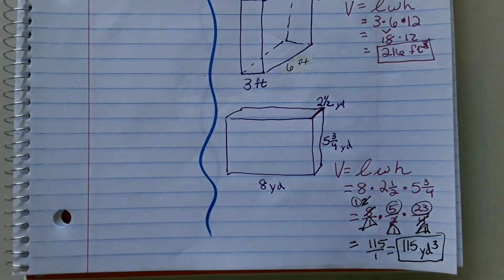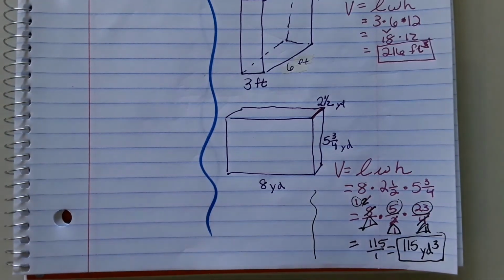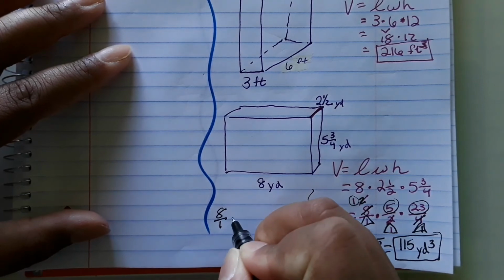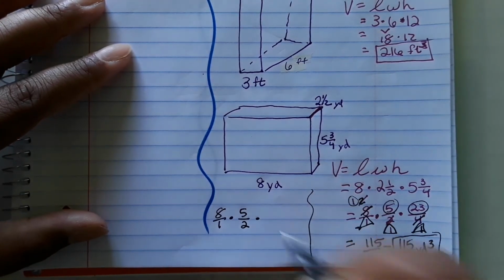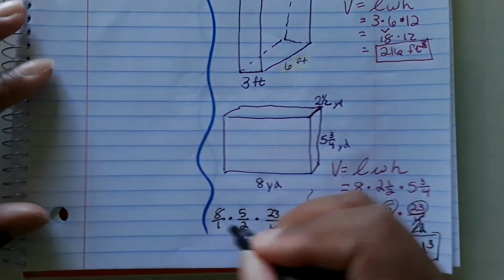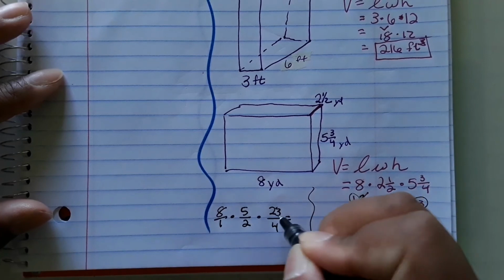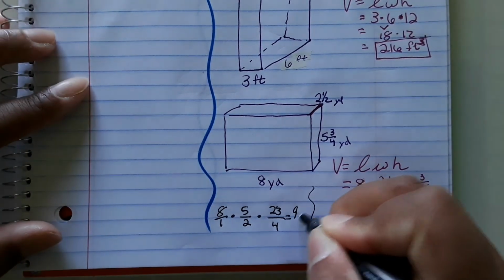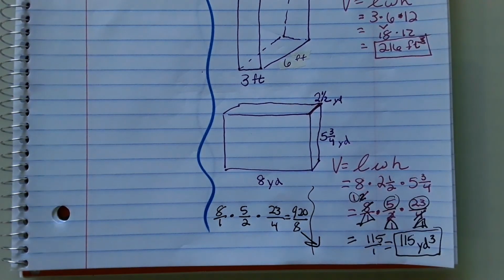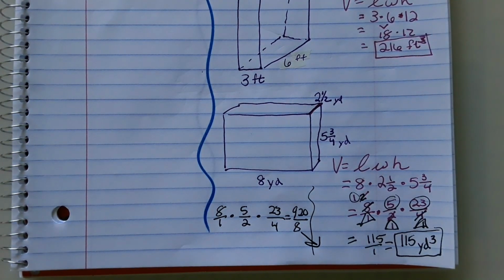Easy peasy. Now, if you were one of my students that didn't like that process, you're still not comfortable with taking out your common factors, that's okay. You would have had 8 over 1 times 5 halves times 23 fourths. And of course, you could have multiplied across the top. 8 times 5 times 23. You had your calculators. You got 920 divided by 8. And that still would have gotten you back to 115 yards cubed. All right, that's the end of this video. Go ahead and do the practice problem.